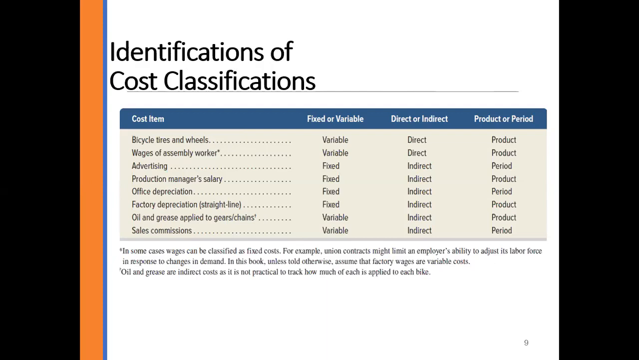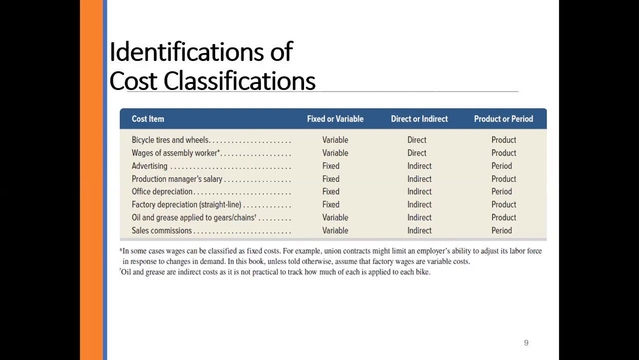But when we think about bicycle tires and wheels, okay, so if we are a bicycle manufacturer and we're thinking about bicycle tires and wheels, well, that is a variable cost in the sense that the more bikes we produce, the more tires and wheels we need, right? So that's a variable cost. That is a direct cost, and that's a product cost, right? That relates to the product.